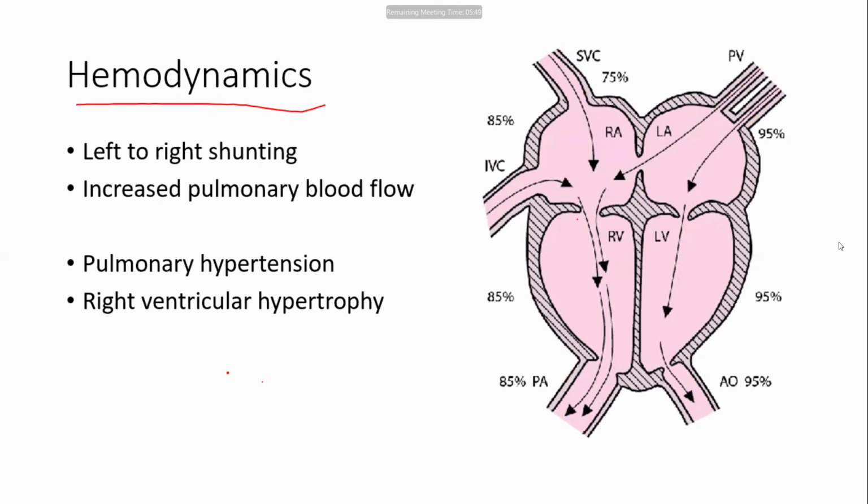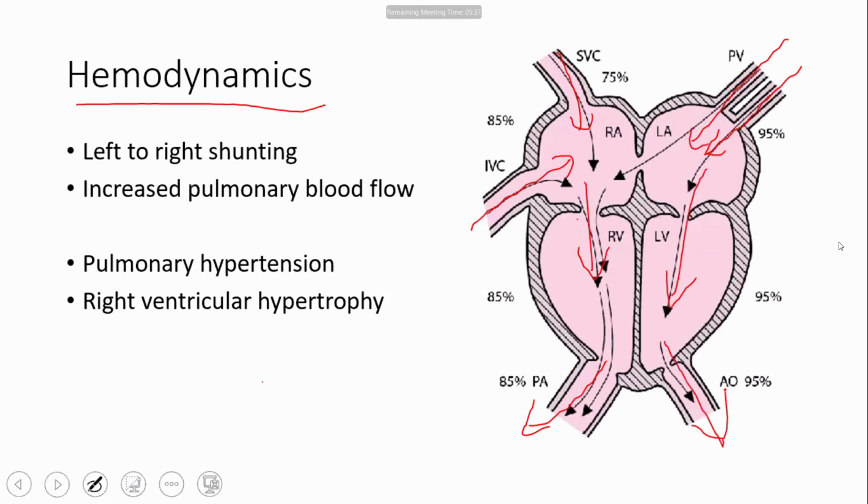So blood goes to the right atrium from the superior vena cava, then it will go into the right ventricle, then to the pulmonary artery, then it will come back to the left atrium, and then go to the left ventricle and aorta. But some amount of the blood will be diverted through this defect back into the right atrium.